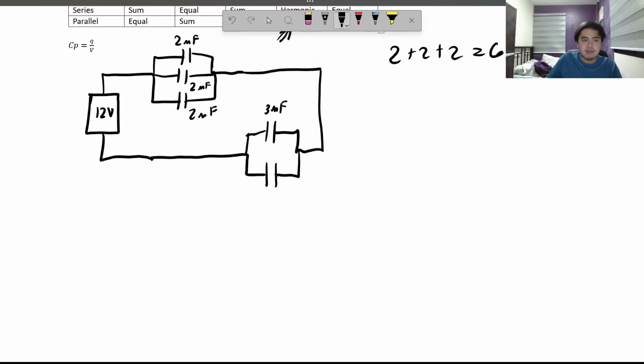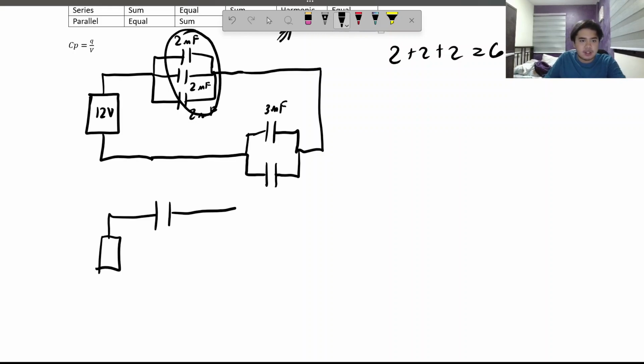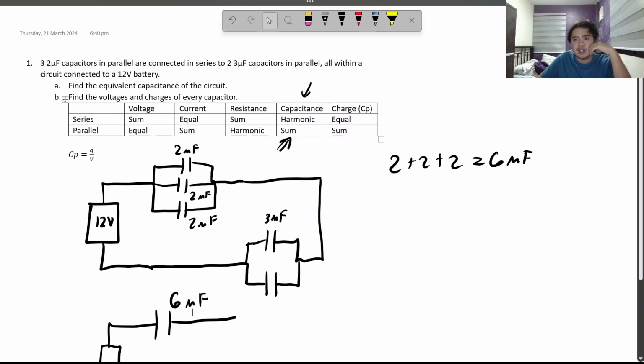So let's draw a simpler circuit, replacing this with one capacitor. This is the equivalent capacitance of this entire thing. So keep that in mind. This is 6 microfarads, as we discussed right there.